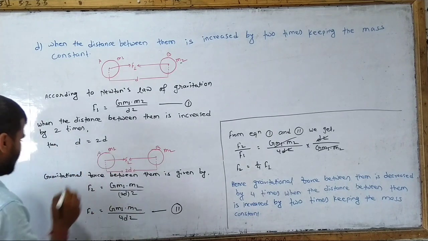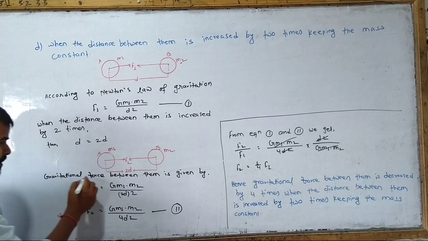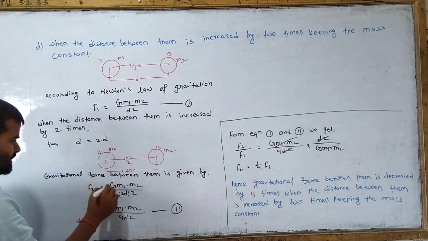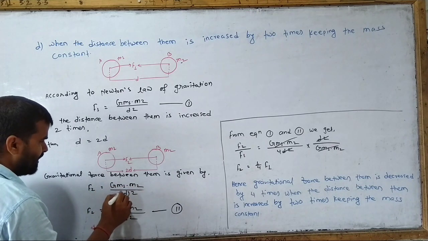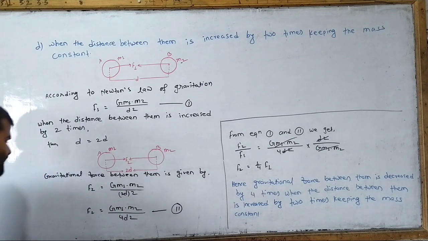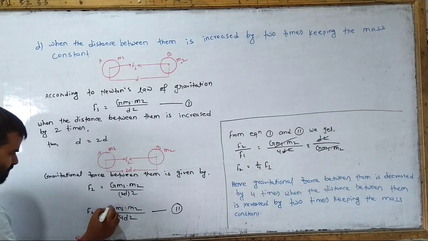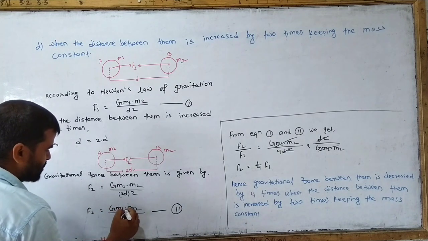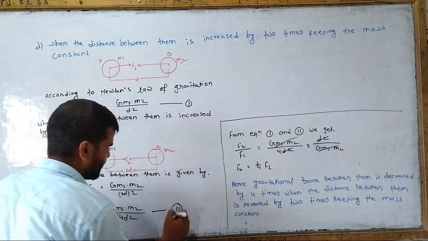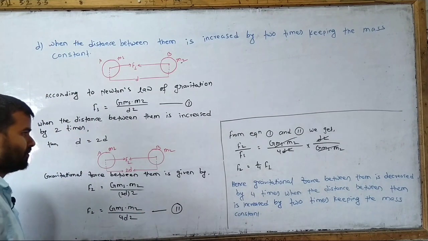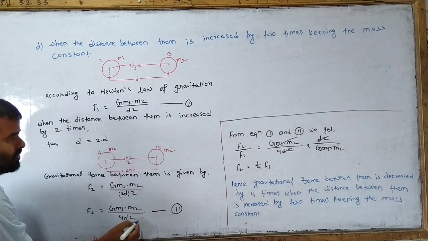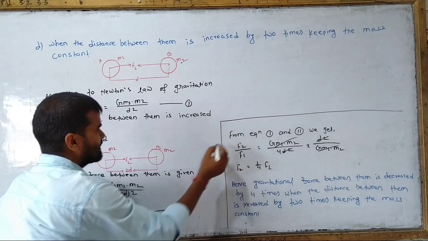So the gravitational force between them is given by F2 is equal to G m1 m2 by, instead of d square, you have to write 2d whole square. Now F2 is equal to G m1 m2 by 4d square. This becomes equation 2. Now from equation 1 and equation 2, we get F2 divided by F1.